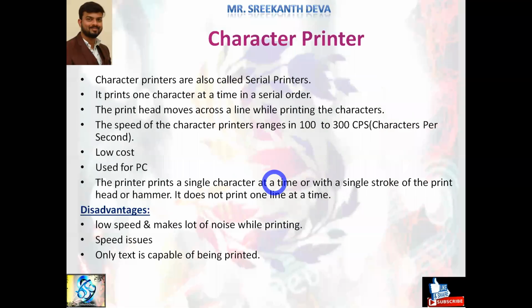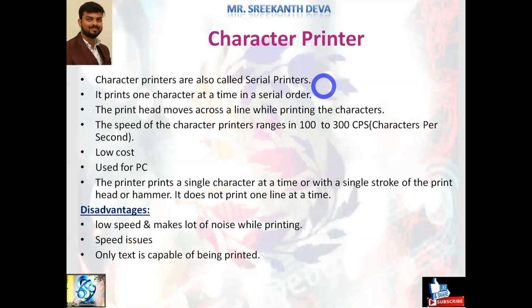Coming to the impact printers, the first one is called character printers. Character printers are also called serial printers. These are the printers which print one character at a time in serial order. They print a single character at a time, in serial order. In this type of printer, the print head moves across a line while printing the characters.